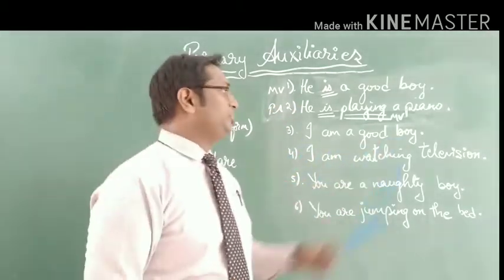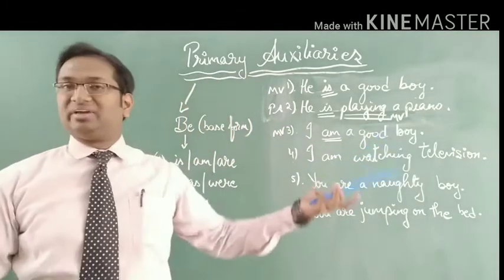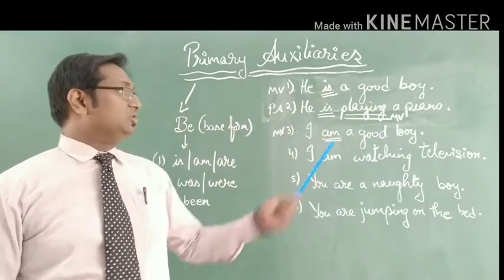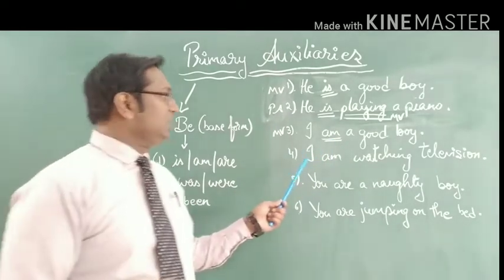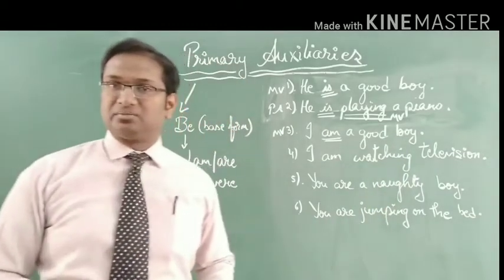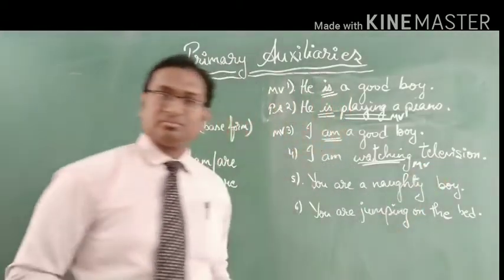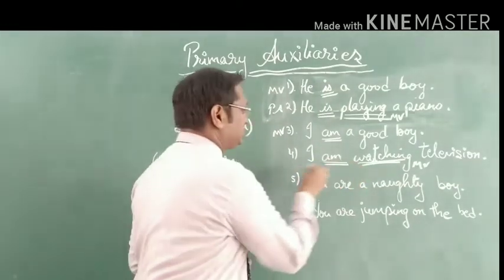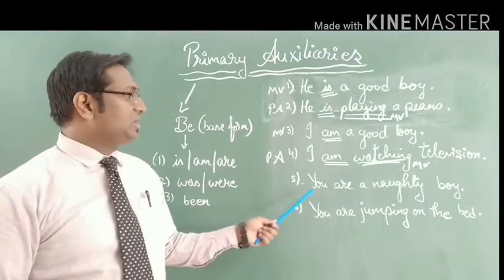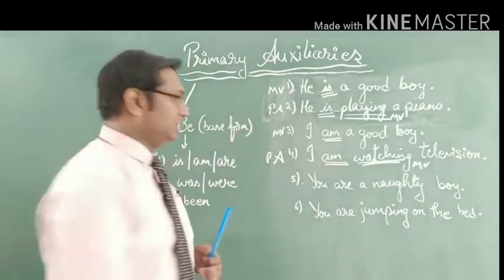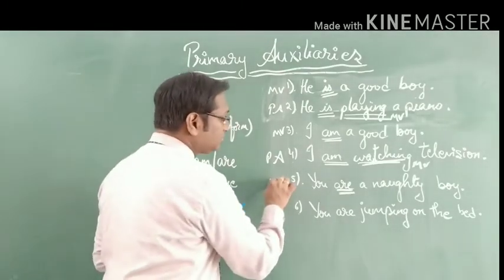Third, I am a good boy. Over here, am is your main verb because we don't have any other main verb. So am over here plays the role of main verb. See the fourth example. I am watching television. Here, watching is your main verb, and am plays the role of primary auxiliary. Fifth, you are a naughty boy. Here, are is your main verb.